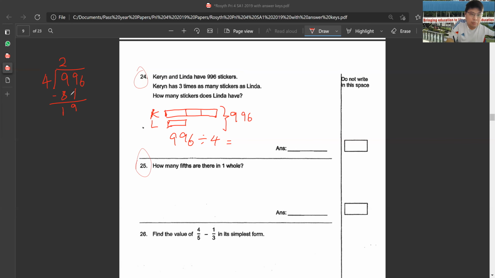Then 4 times what equals 19? Cannot. So bring down the 9. Then 4 times 4 equals 16. Then minus equals 3 left. Then bring down the 6. Then 4 times 9 equals 36. Then minus equals 0.